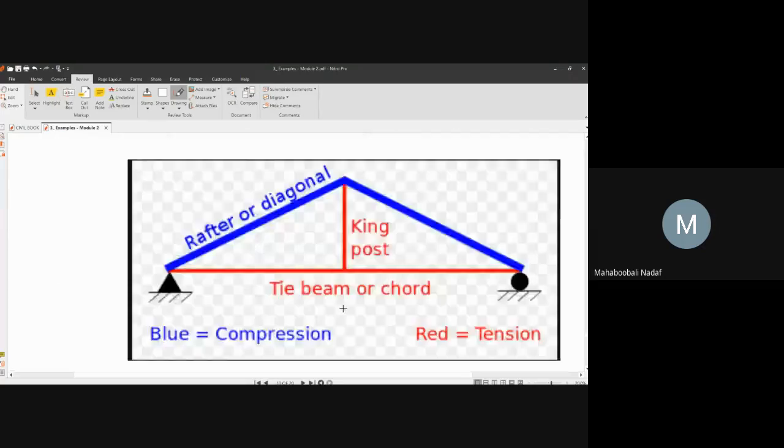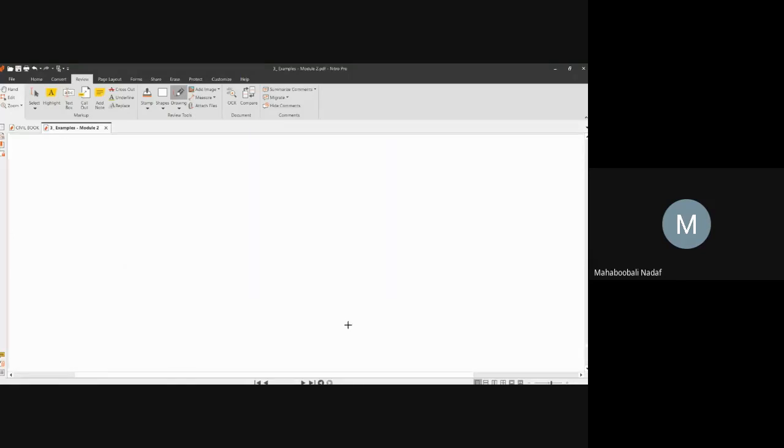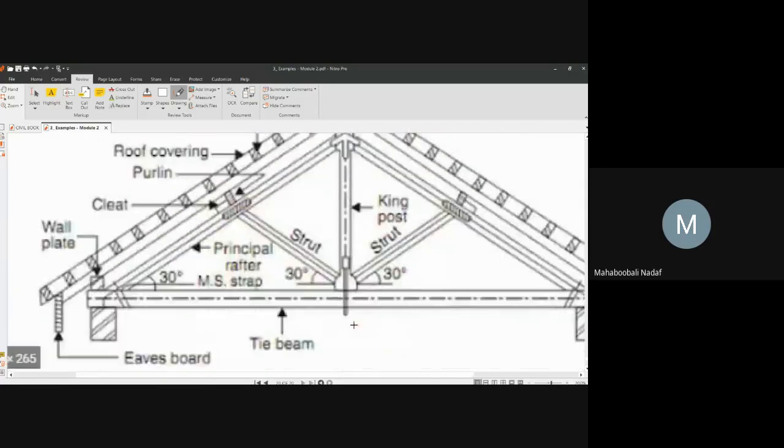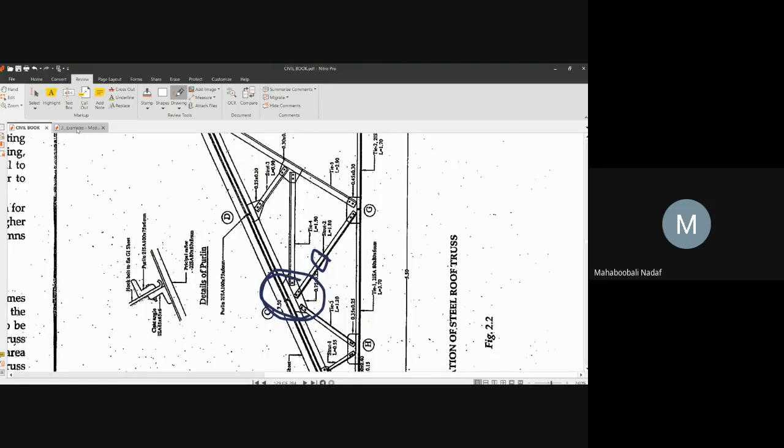So can you see the tension member, compression member. Like that you have so many. This is called a gusset plate. So here also you have so many pieces. Above the common rafter you have battens. Above the battens you have the roof covering. So this much we have discussed. We'll come back to this problem.